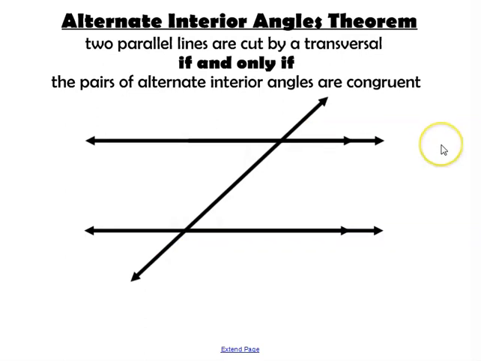The alternate interior angles theorem says that two parallel lines are cut by a transversal if and only if the pairs of alternate interior angles are congruent. So we have the alternate interior angles are congruent because we know the lines are parallel, and the other pair of alternate interior angles are also congruent.